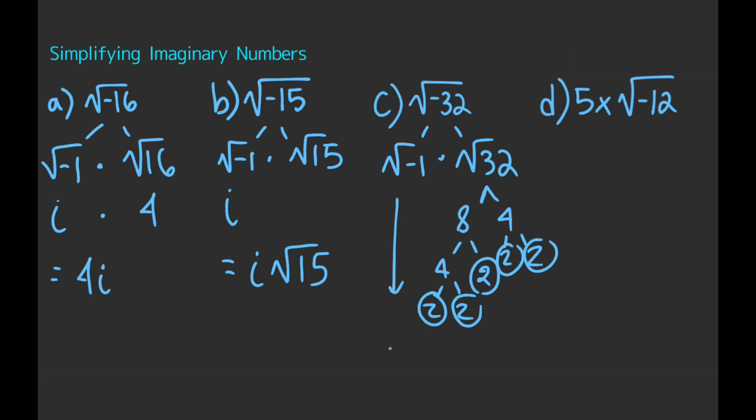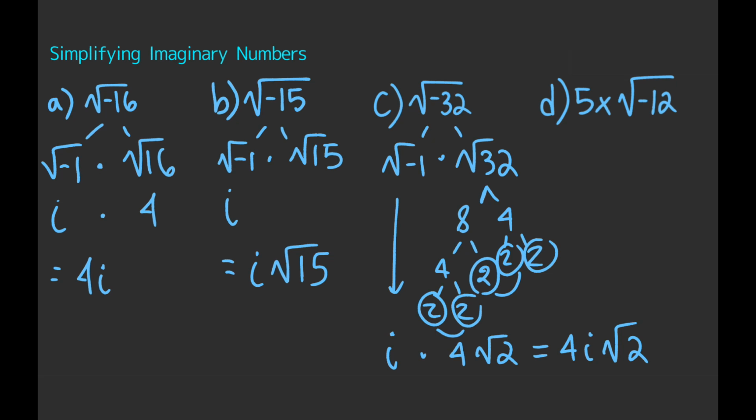So that's going to simplify to i. We found two pairs, this pair here and this pair here. So we'll multiply those twos together. You get 4, the square root of 2. And this 2 inside the square root is the 2 that wasn't with a pair. We can put this all together and we get 4i times the square root of 2.